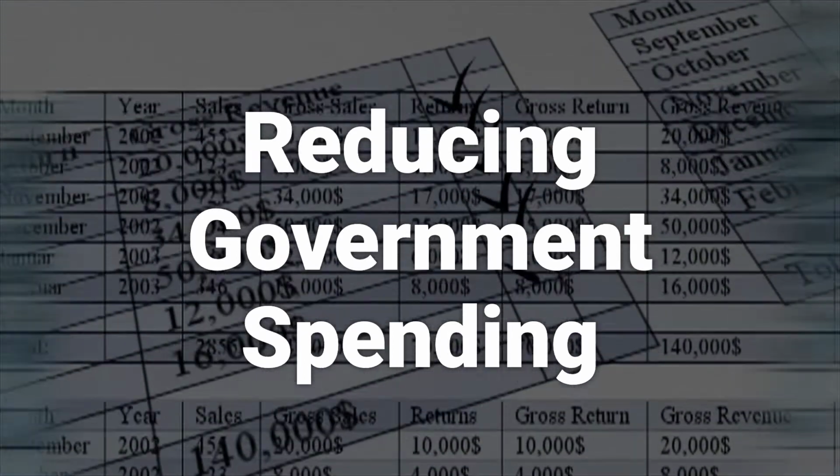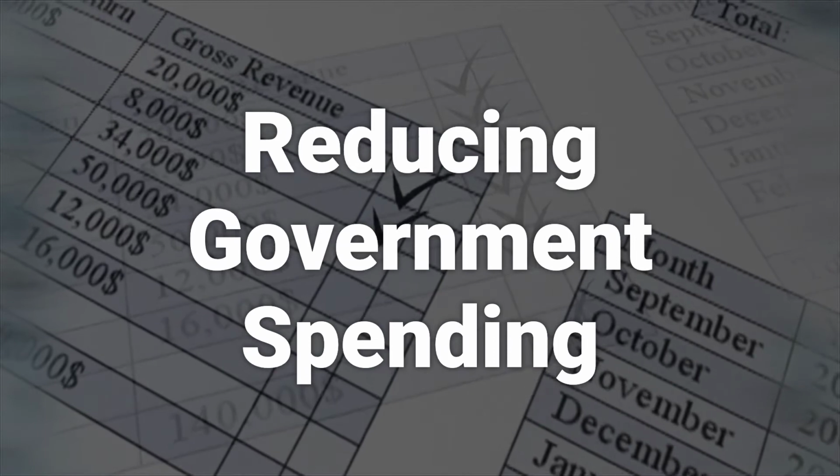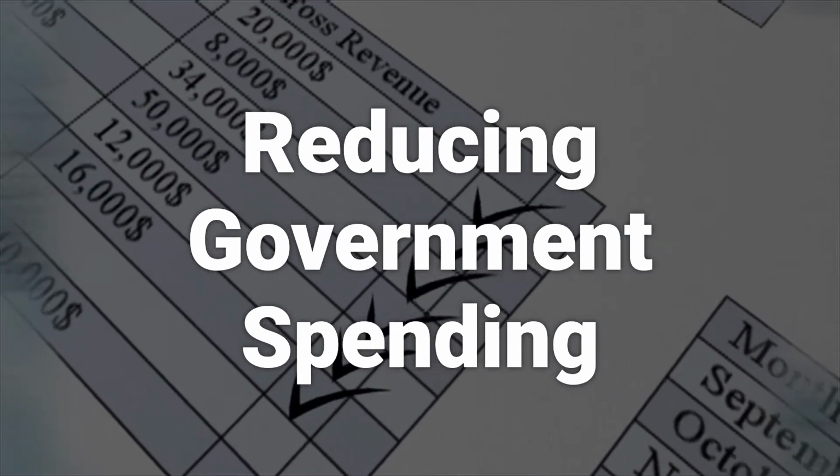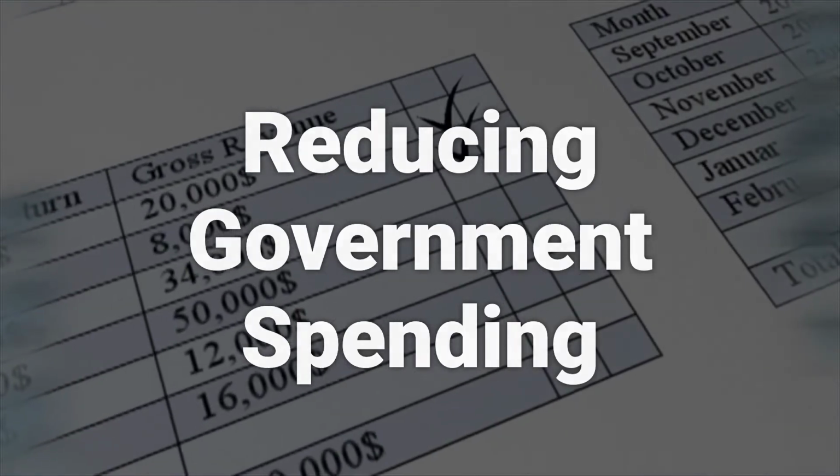Austerity measures take many forms, including reducing government spending, which is considered to be a more efficient means of reducing the deficit. Any reduction in spending is a de facto austerity measure.